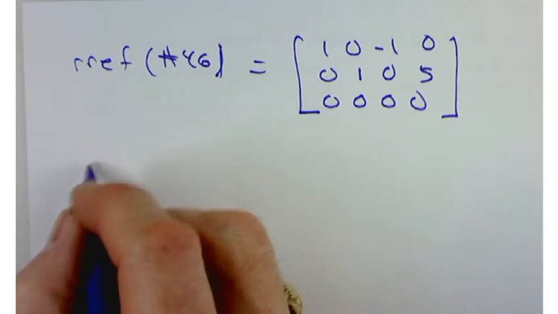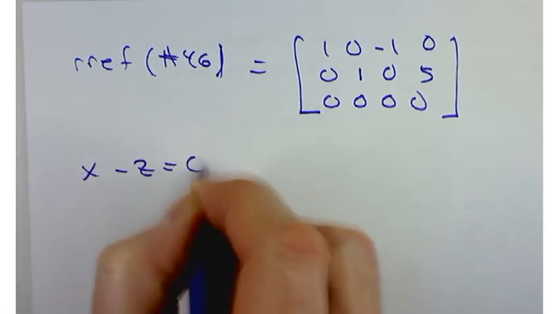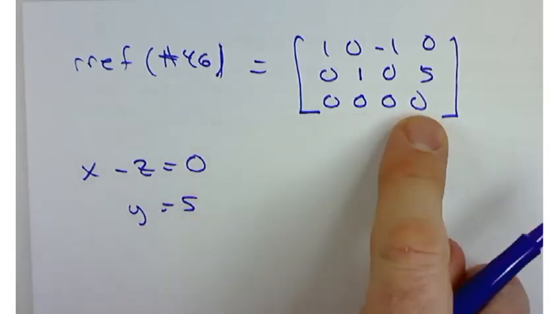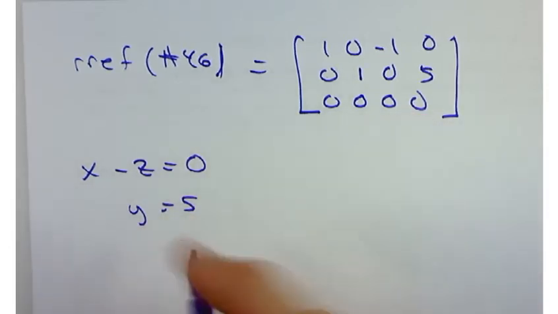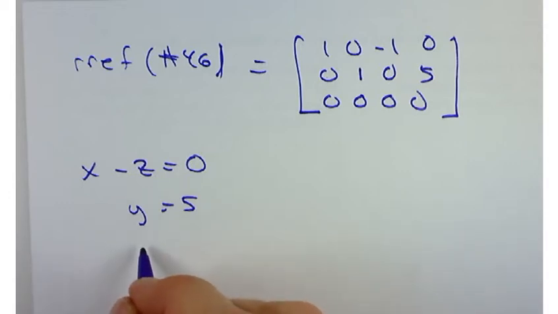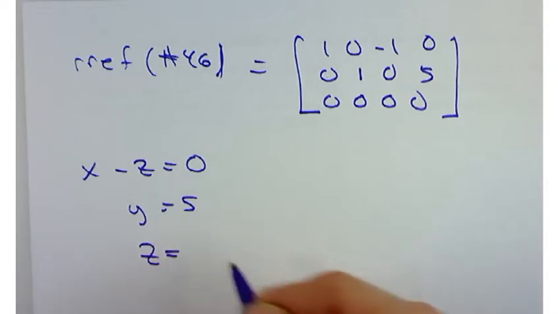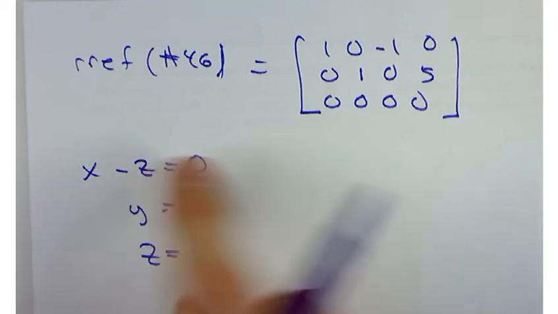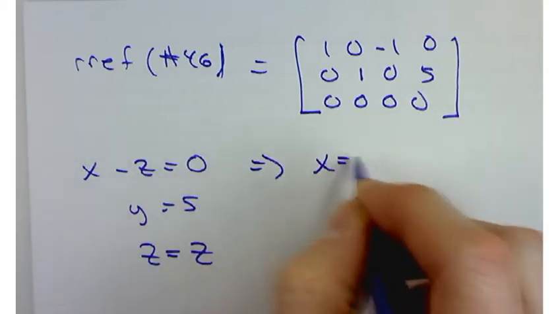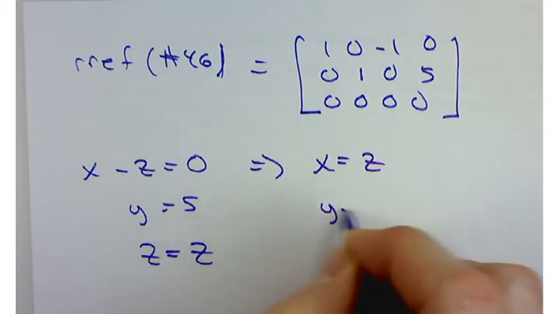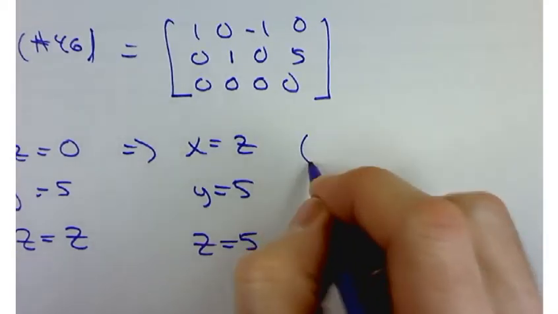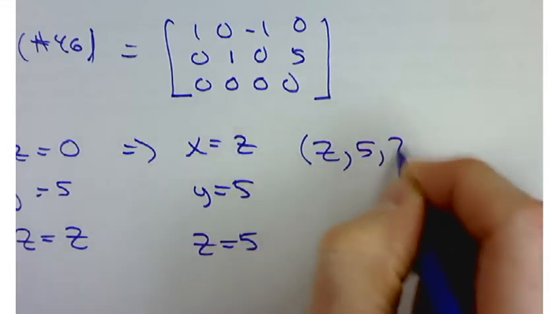I've got x minus z equals 0, and y equals 5. And what's this last equation say? 0 equals 0. So really it's not telling me anything about z. z can be anything. Now let's just say z is z. I'm not going to try and give it a new name. But if that's true, then I can say x equals z, y equals 5, and z equals z. In other words, I've got a solution that can be written like this: z, 5, and z.